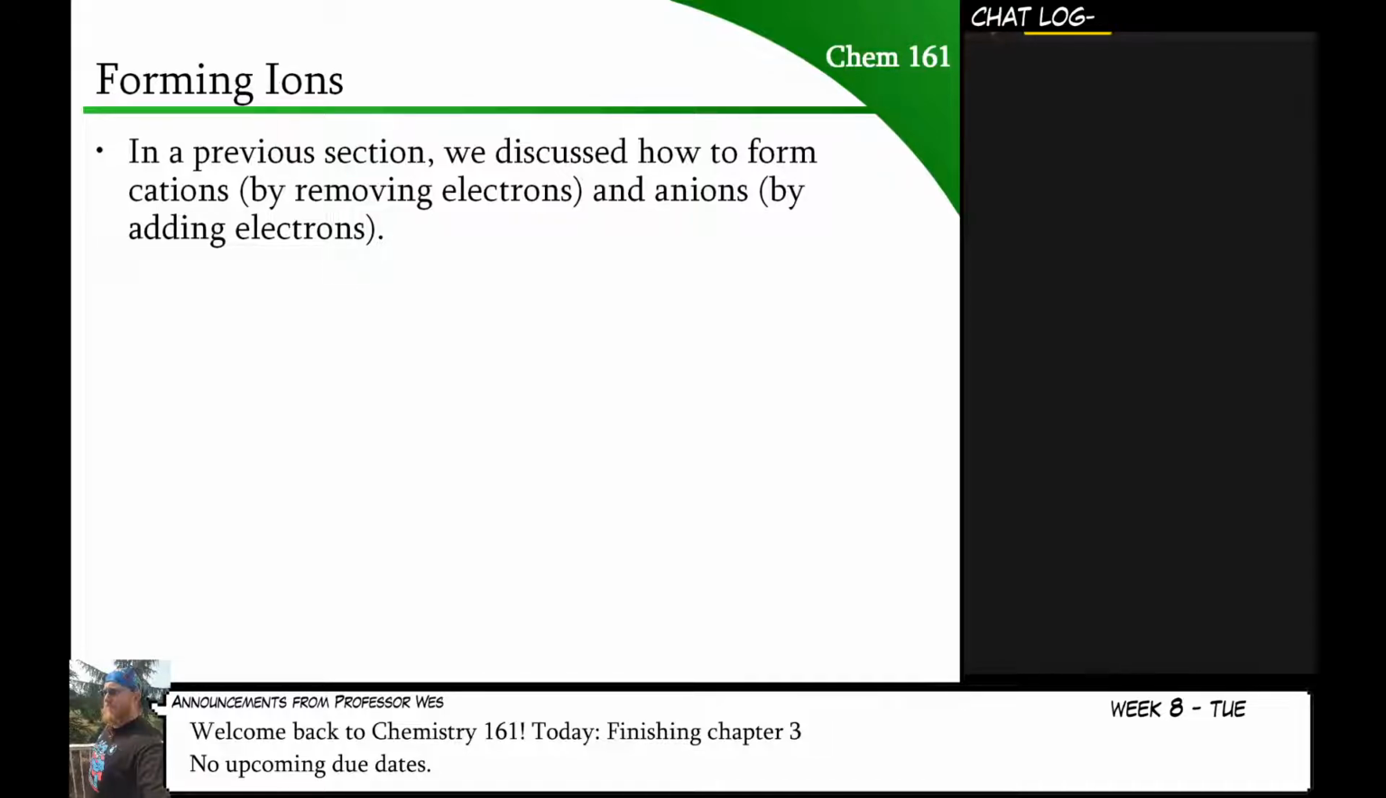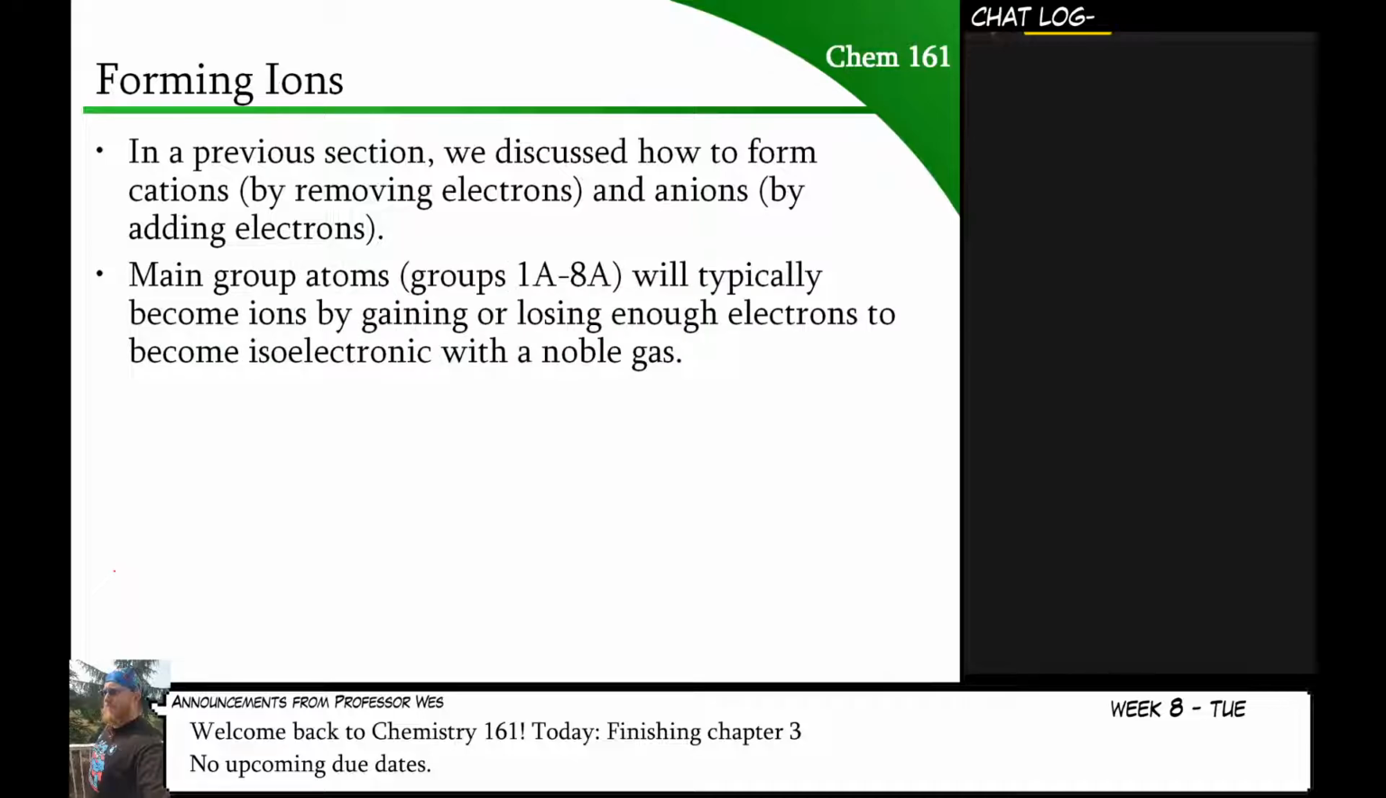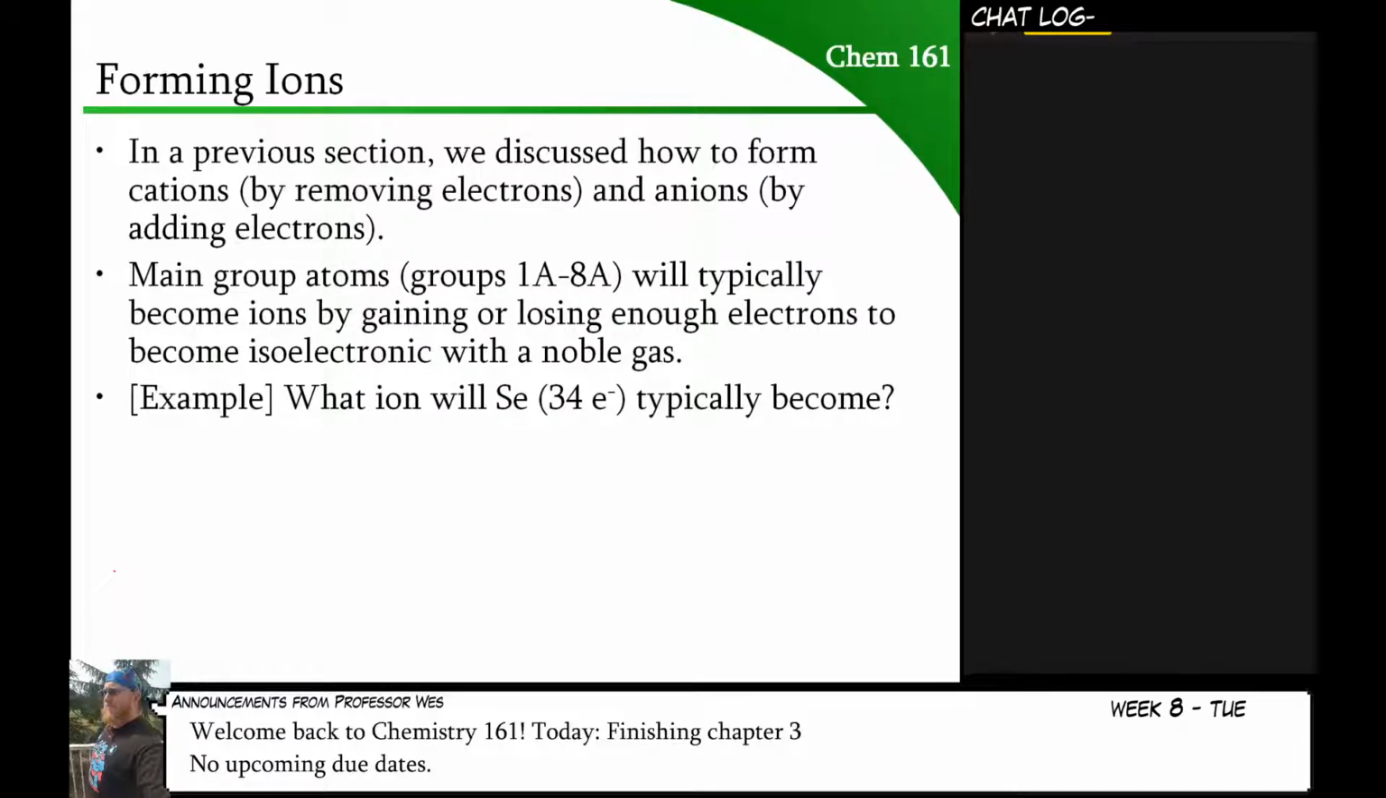We talked about how to form cations and anions by changing the number of electrons in the valence shell. For instance, if I wanted to work with selenium and figure out what ion it would form, I could manipulate its electron configuration like this. So here's selenium. And I can write out its entire electron configuration. There you go. So there's the electron configuration there.